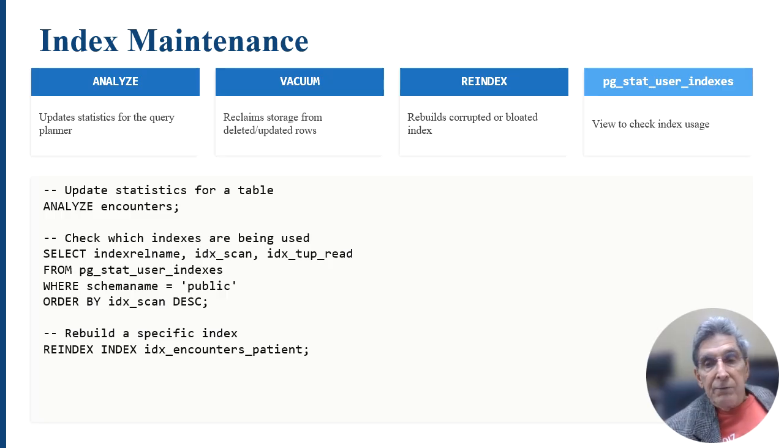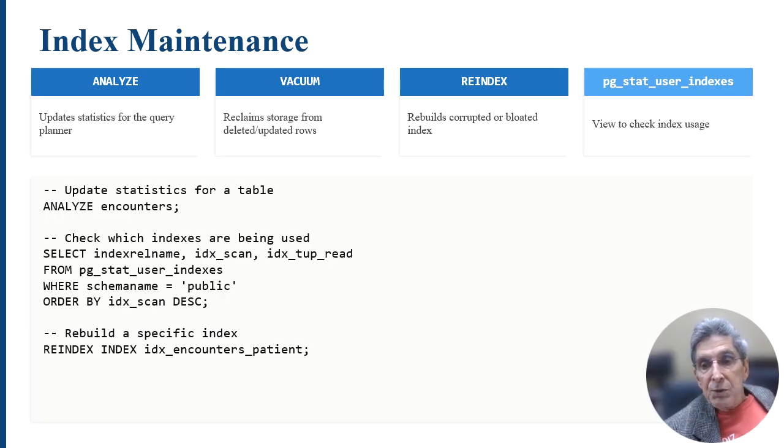You want to run it after any bulk data loads or changes, any large deletes, any operation that might significantly change the distribution of the data. What about vacuum? What does vacuum do? Well, vacuum reclaims storage space from rows that have been deleted or updated.